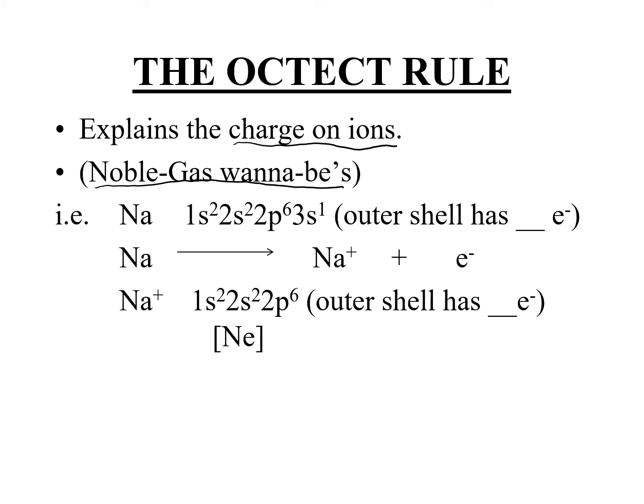Let's look at an example here. I have sodium, and here's my electron configuration for sodium. The outermost shell, again the one with the highest number, is 3, and has 1 valence electron.